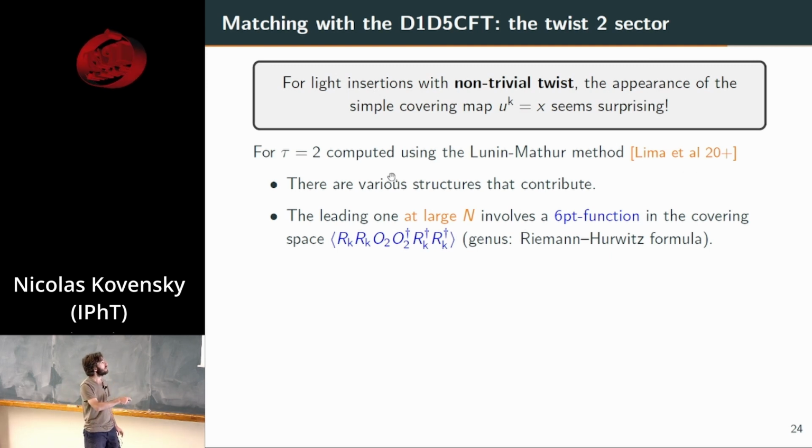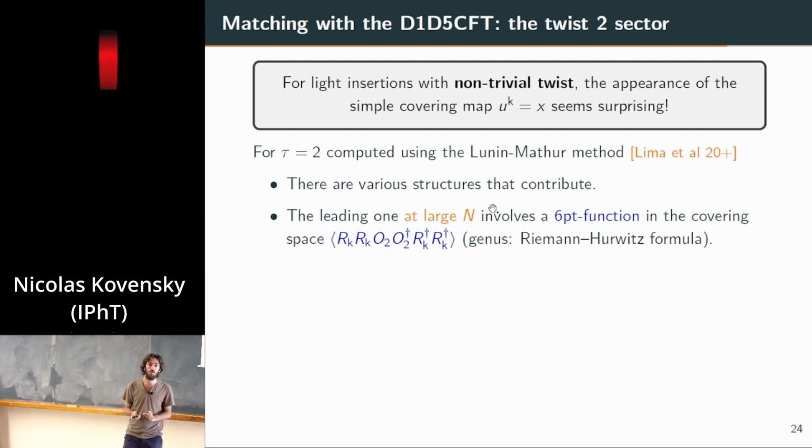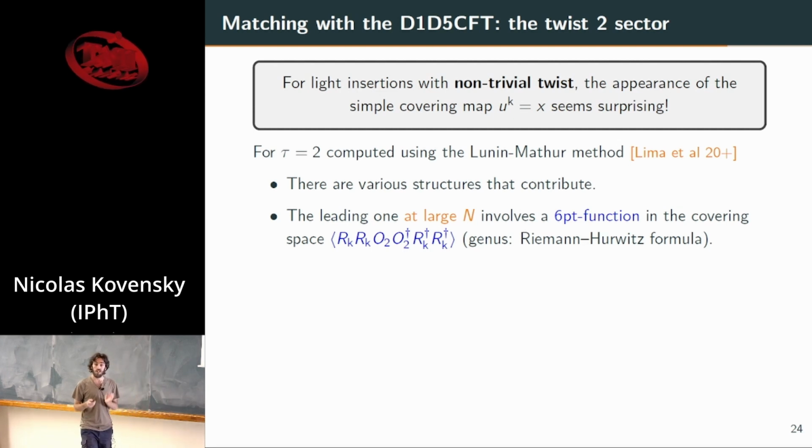And they show that, in principle, because you have a twist 2 operator and a bunch of, let's say, twist k Ramond ground states in your correlator, you have a lot of possible contractions between them, and a lot of possible structures that would contribute to this correlator. However, they show that when you go to large n, there is only one type of contribution that survives, and that contribution is not a 4-point function in the covering space. It's actually a 6-point function in the covering space.